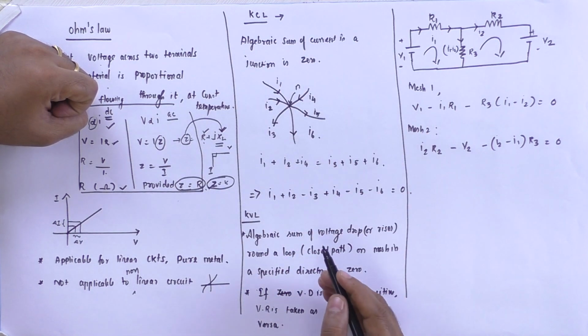This law was stated by the scientist Kirchhoff, and he observed that the current at a meeting point is zero in a closed circuit. So what does the law state? The algebraic sum of currents in a junction is zero. So what is a junction?